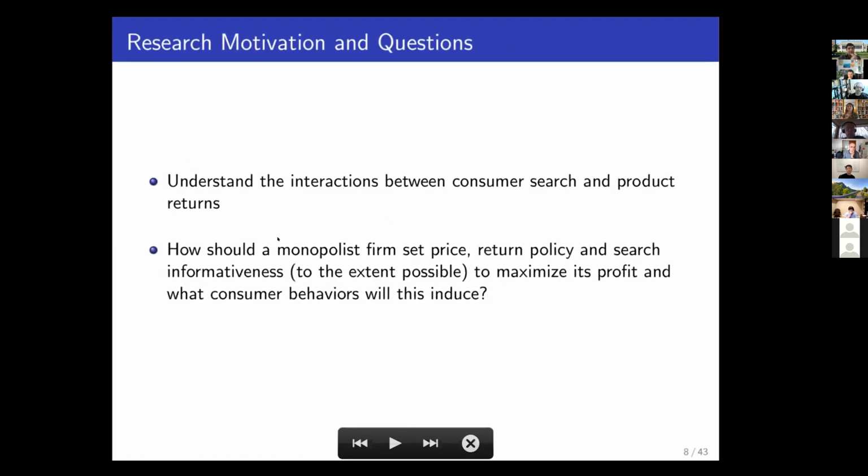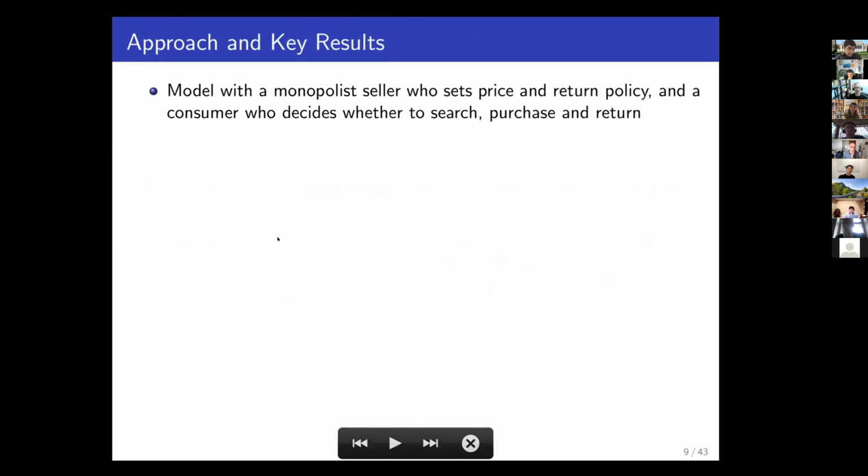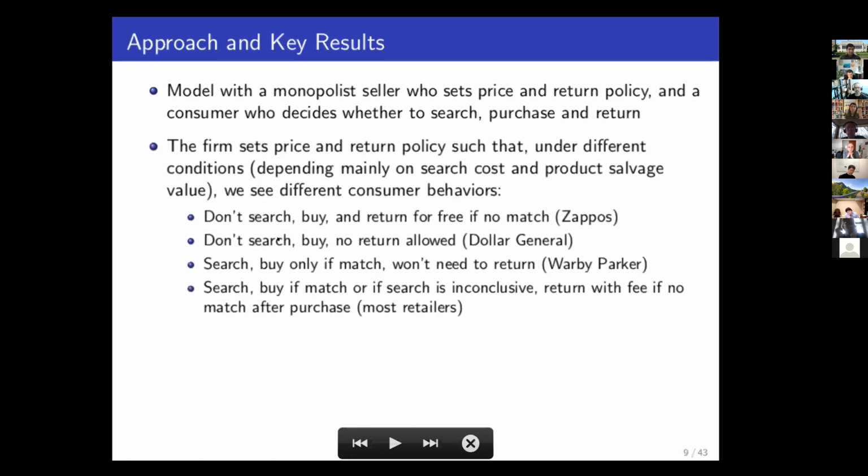So basically, understand the interactions between consumer search and product returns. Today I'll just stick to a monopolist framework. How does a monopolist set price, return policy, and search informativeness to the extent possible to maximize its profit, and what consumer behaviors is this going to induce? So that's the larger motivating question. The approach is we make a very simple model: a monopolist seller who sets price and return policy, and a consumer who decides whether to search, purchase, and return.